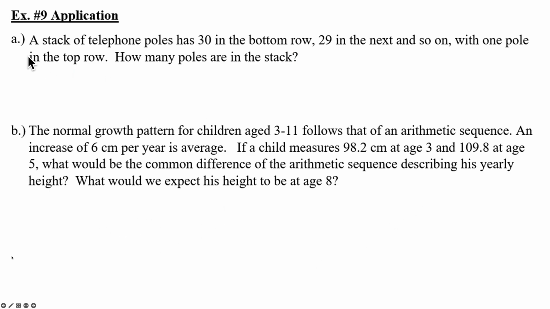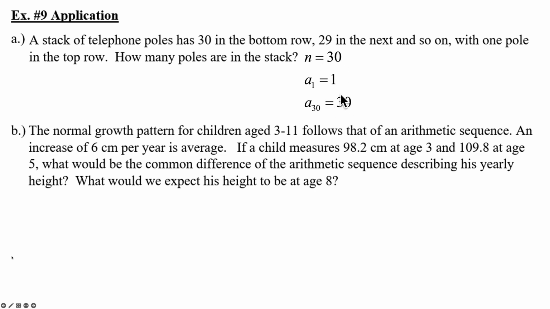Some application problems. It says a stack of telephone poles has 30 in the bottom row, 29 in the next row, and so on all the way up to one pole at the top. So it's like a triangle of poles. How many poles are in the stack? Well, we have n equals 30 for 30 rows. A sub 1 is 1 because we'll count that as the top pole. And a sub 30 will be 30.